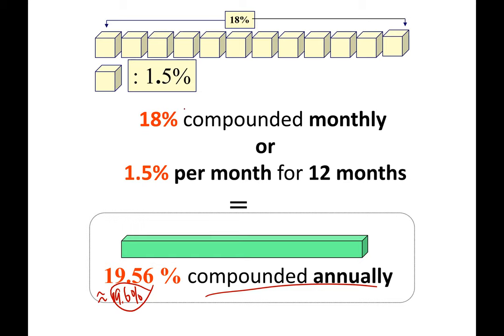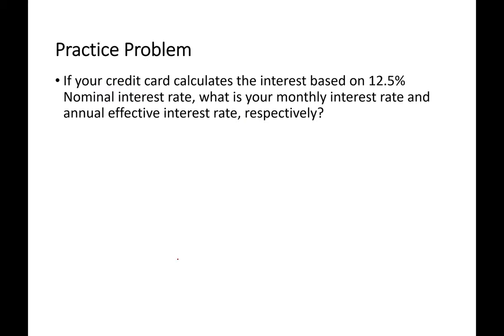So the nominal interest rate does not give us the accurate amount in terms of borrowing cost. The nominal interest rate is like the face value, so you usually don't take the face value. You perform a calculation yourself and figure out the actual borrowing cost or actual lending cost, using the APR. Now think about this. If your credit card calculates interest based on a 12.5% nominal interest rate, and credit cards work in a very similar way, what is your monthly interest rate, and what is the annual effective interest rate, respectively?